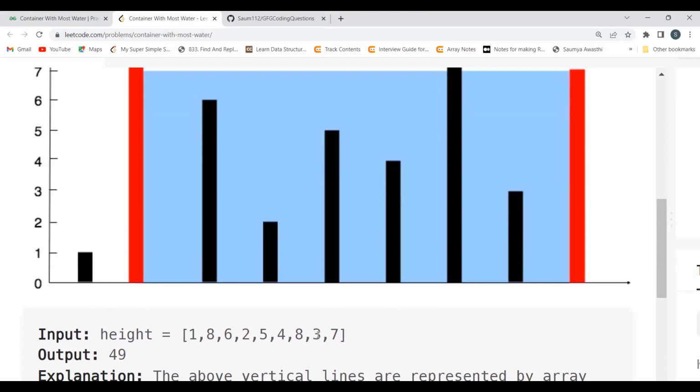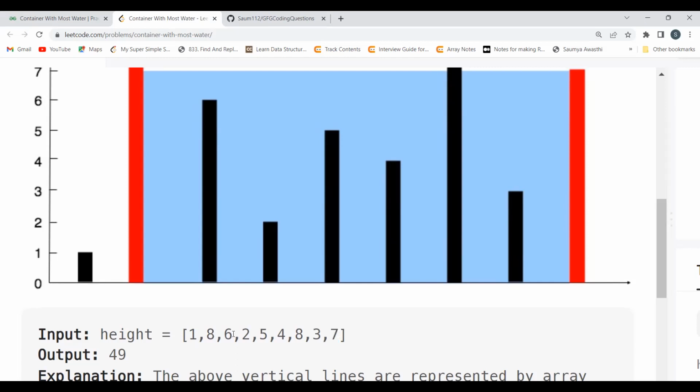Just see, instead of decreasing the value of right pointer, I will increase the value of left pointer, because this one was smaller, right? There can be a possibility that if I explore further, I would get some vertical line having greater height, and with reference to that I can improve my area, the area can be increased. So that's why I will increase the value of left pointer. Right will remain here itself at 7.